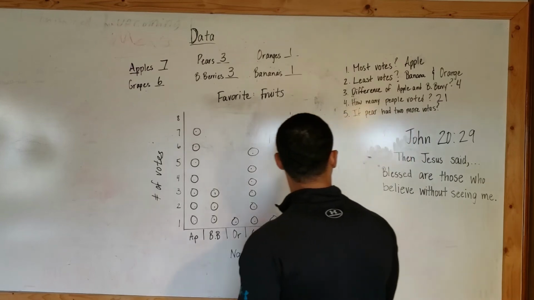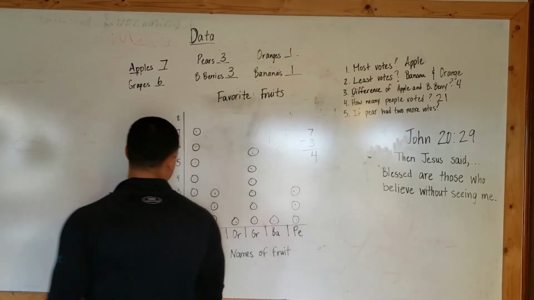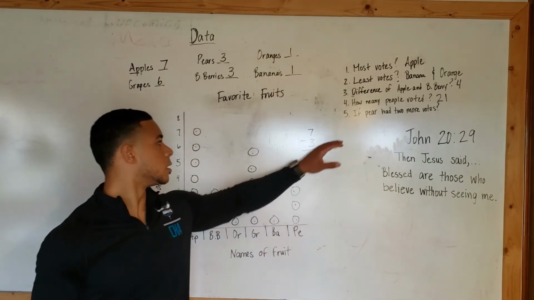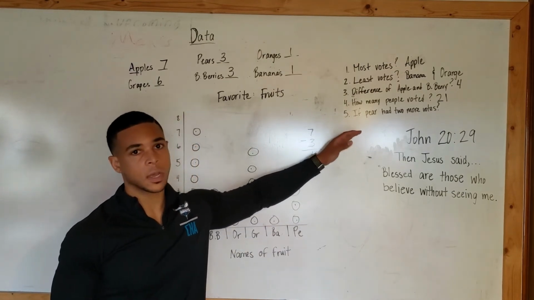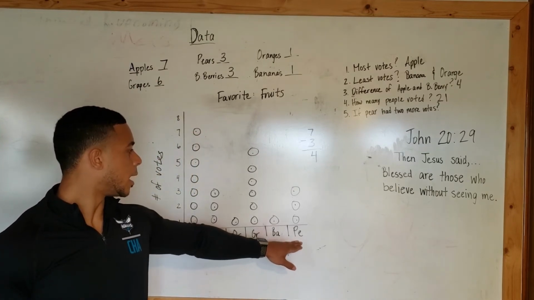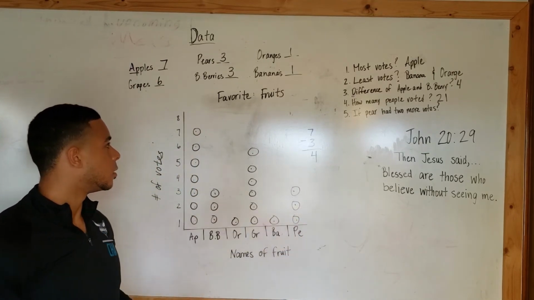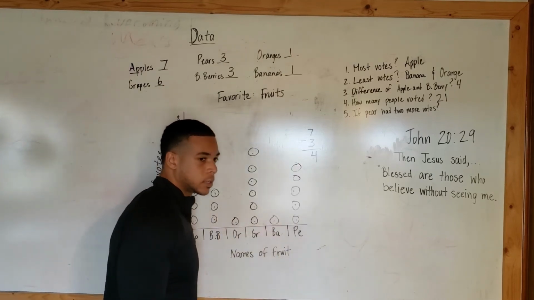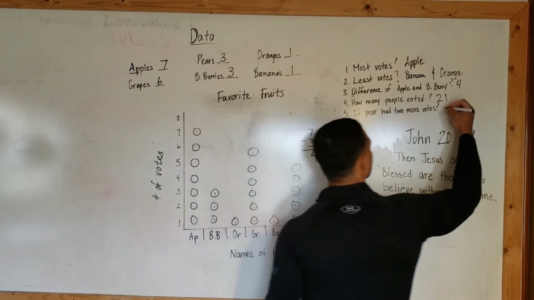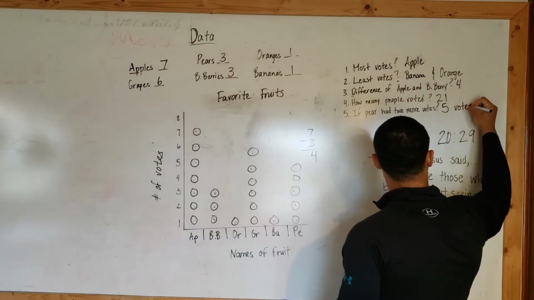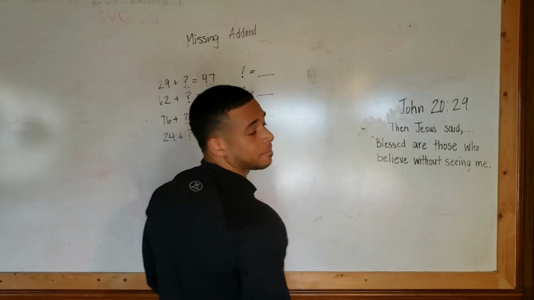And then your last question. This is a question that's not hard if you use your brain and you're not rushing through your answers. If pear had 2 more votes, how many votes would pear have? All you do is go to pear. All right, I see pear has 3 votes. If it had 2 more, that would be 4, 5 votes. That's how easy that one is. You just have to be careful while you're reading. So let's put 5 votes, and then let's go over some review.